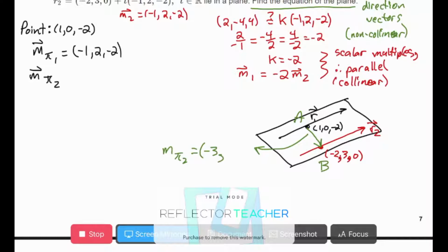And 3 minus 0 is 3. And 0 minus -2 is 2. And so we can put that information up here with our set of information that we know. And we know this vector here is another vector that lies on our plane.